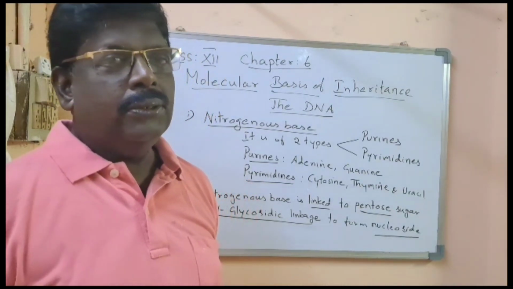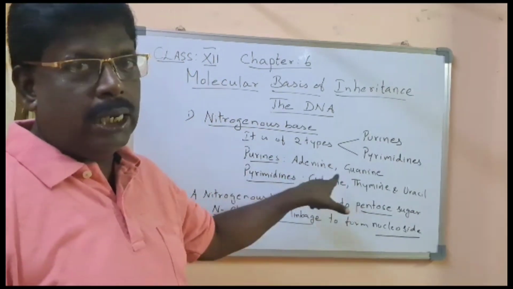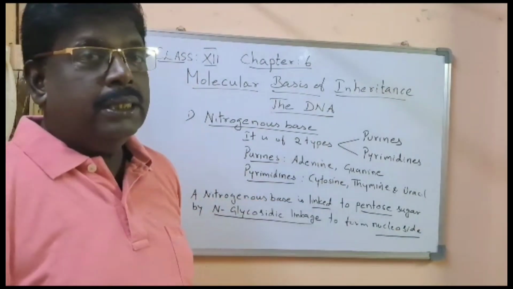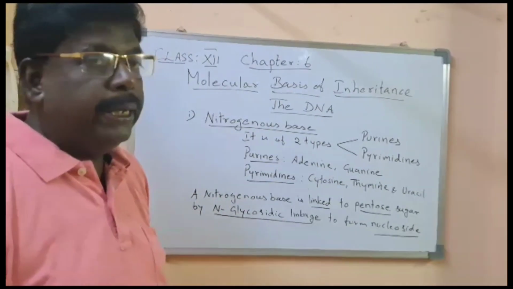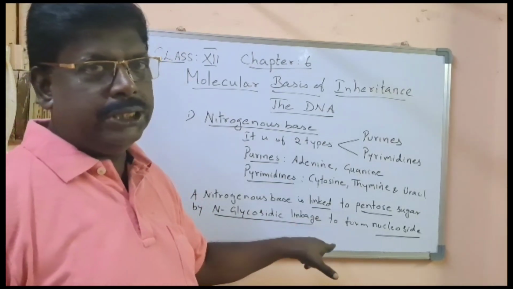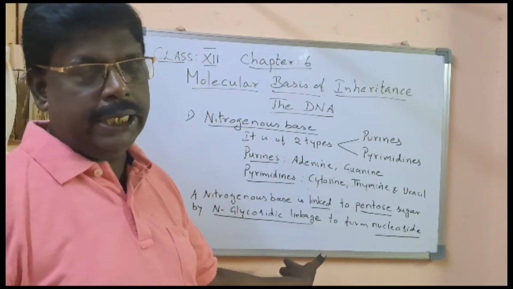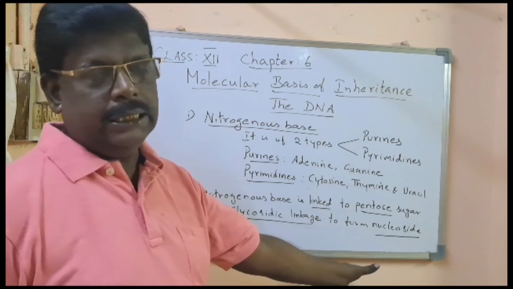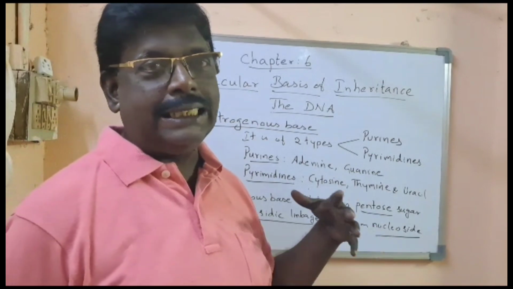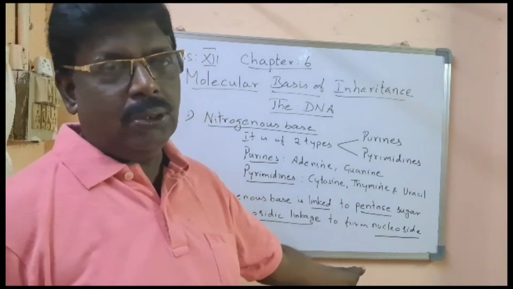Okay, so the nitrogenous base is of two types, purines and pyrimidines. Purines include adenine, guanine. Pyrimidines include cytosine, thymine, uracil. This nitrogenous base is linked to the pentose sugar through a linkage called N-glycosidic linkage to form a nucleoside. That means the adenine, after this linkage, will be called adenosine. Guanine will be called guanosine. So it becomes a nucleoside.